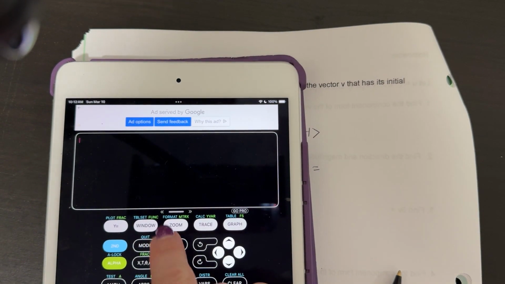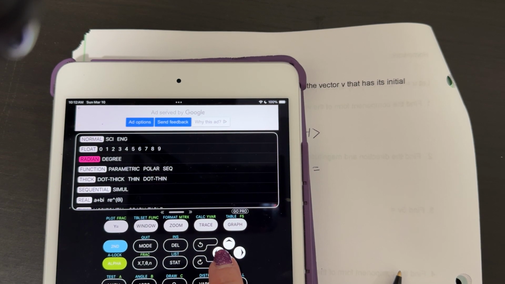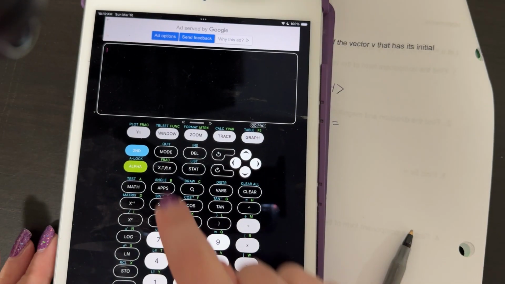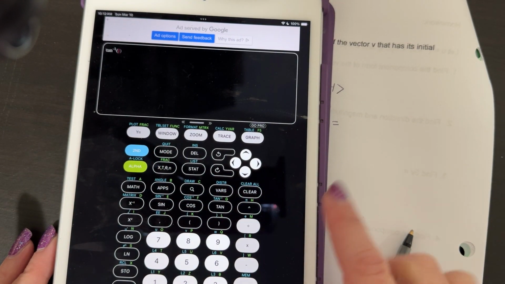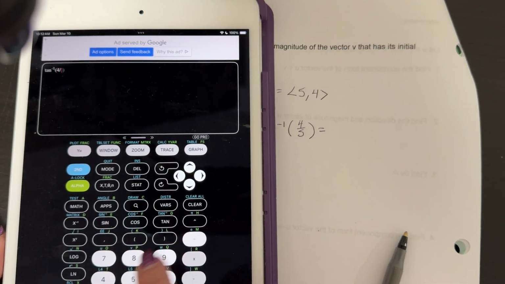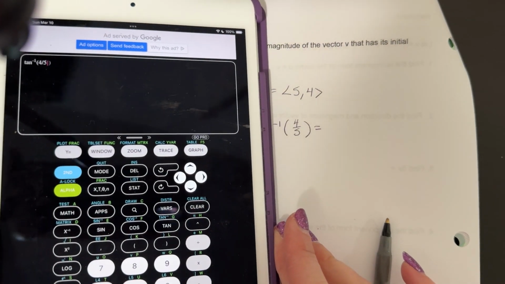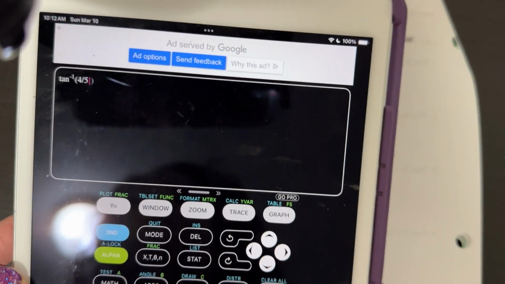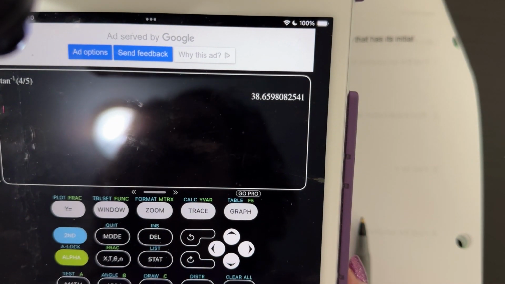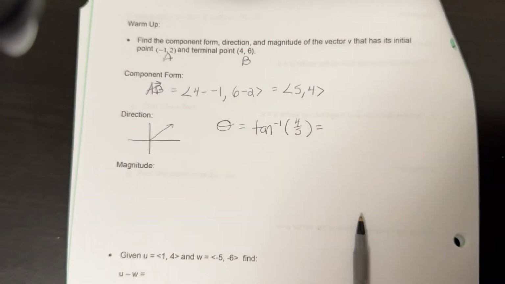All right, so first off, make sure you're in degree mode. This one is not. So then I'm going to type second tangent y over x, parenthesis, hit enter, and we get 38.66 degrees.